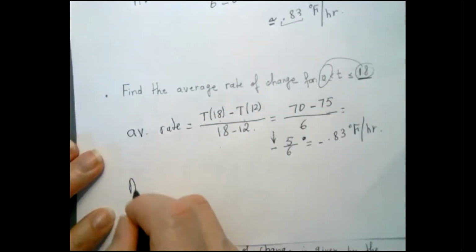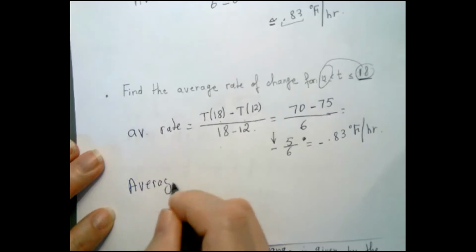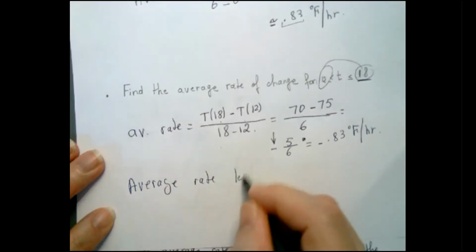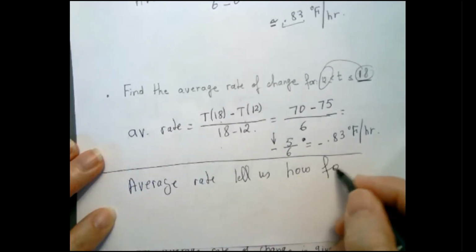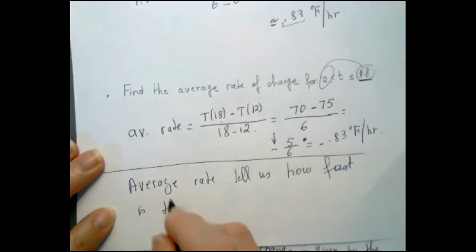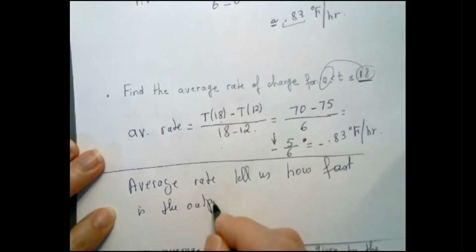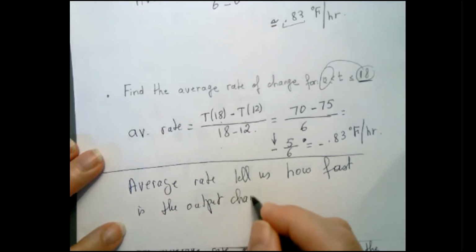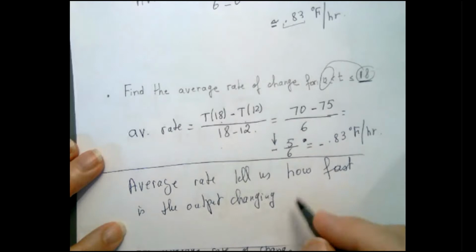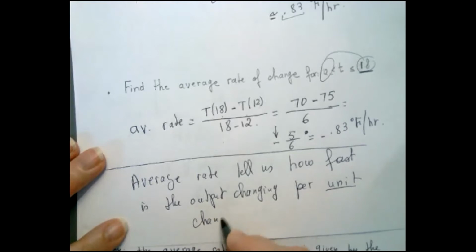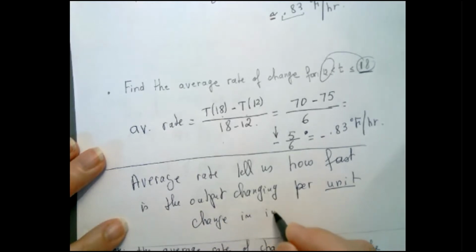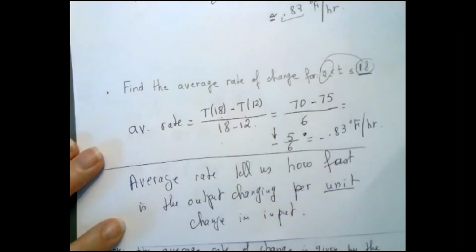So usually the average rate tells us how fast the output is changing, per unit change in input. It means if the input changed by 1 unit, the average rate tells us by how much the output changed. And this is important, per unit.